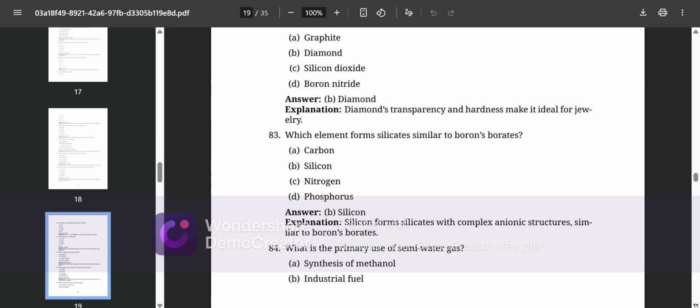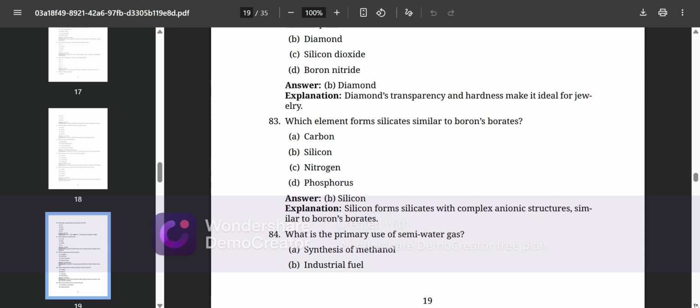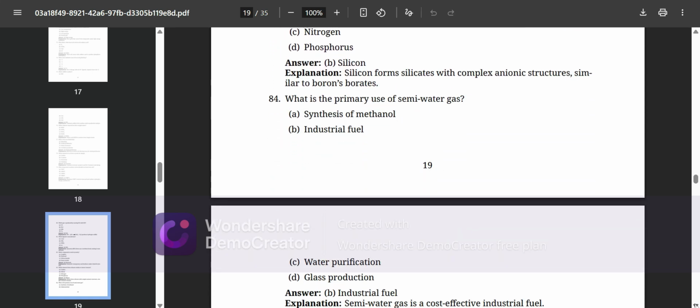Which element forms silicates? Silicon forms silicates with complex anionic structures, similar to boron forming borax. What is the primary use of semi water gas? Industrial fuel.